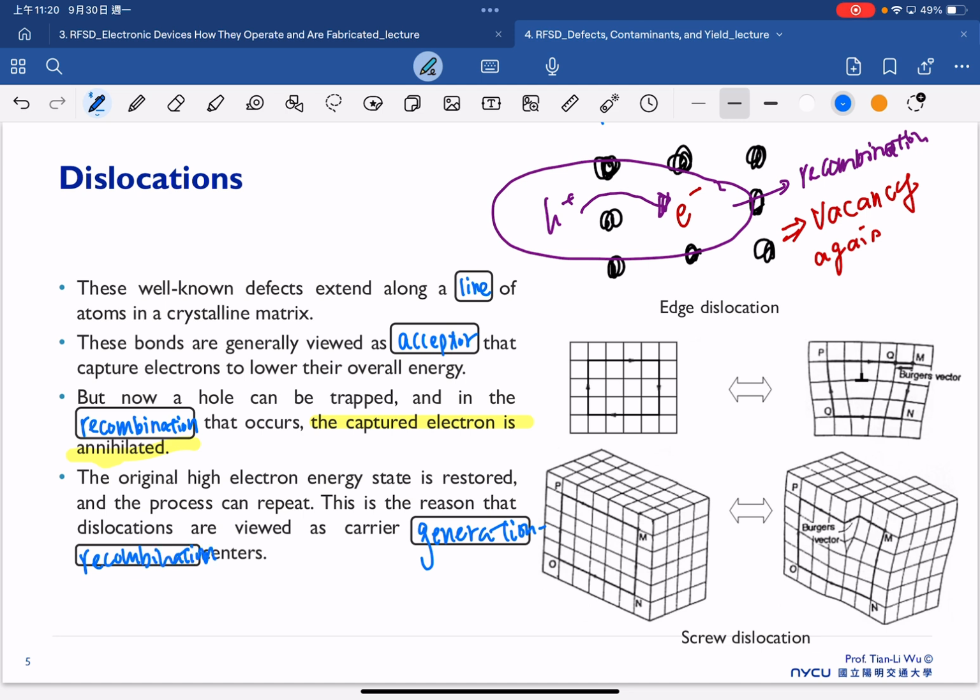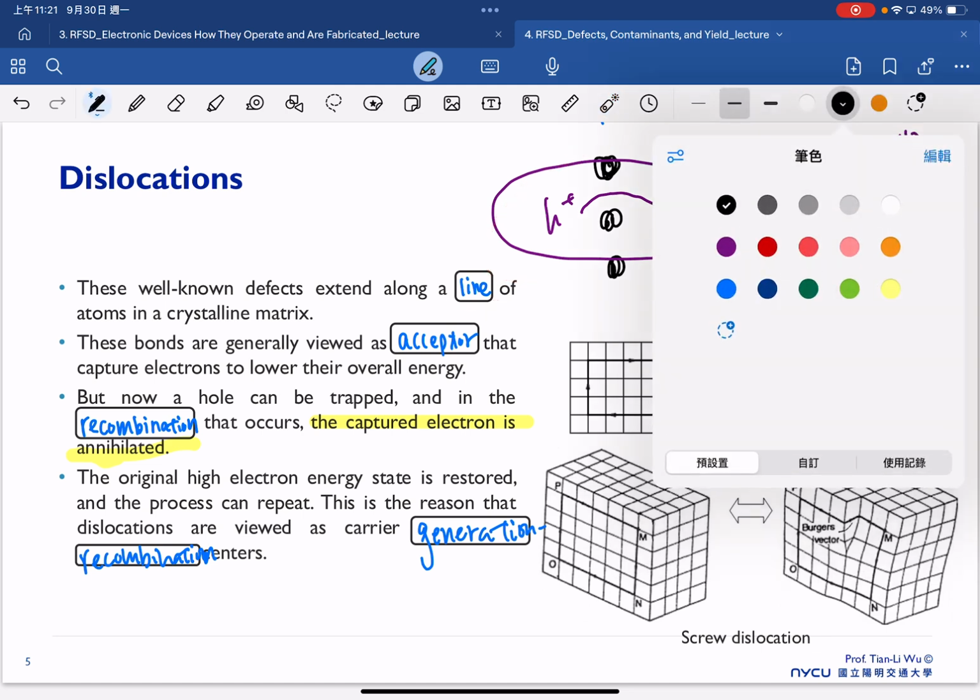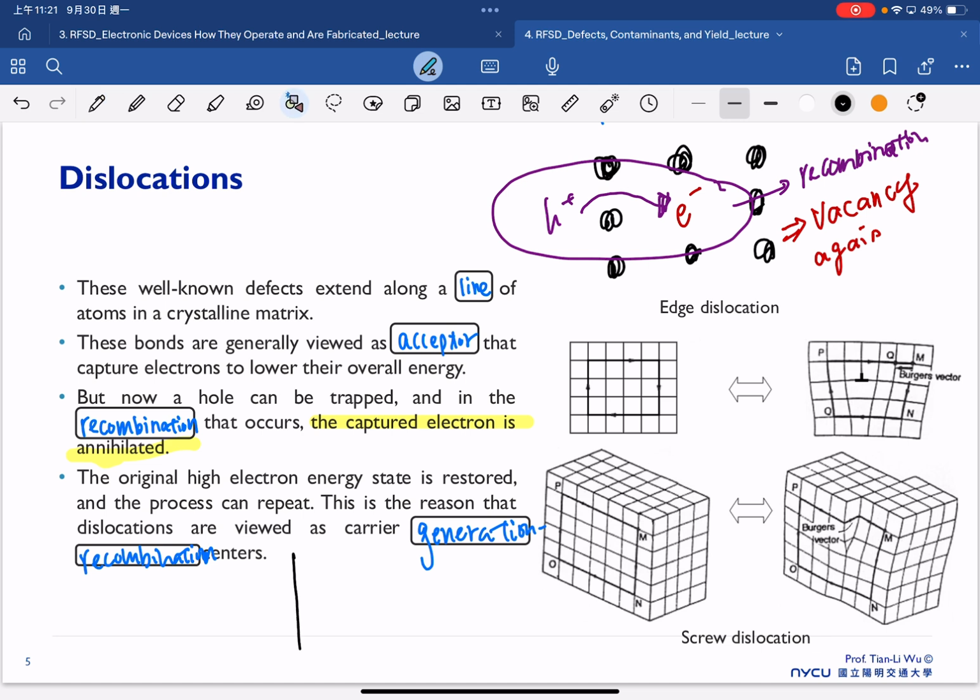So for example, what would be the impact on our ID-VG curve? This slide talks about a type of defect that we call a dislocation. A dislocation is a kind of defect along a line, so it is extending as a line defect here. Once we have this phenomenon, usually this will influence, in the end, our current versus voltage characteristic.